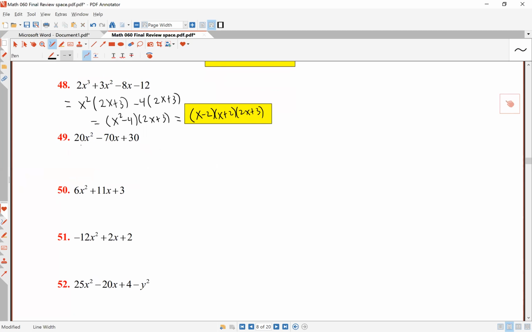Number 49, they all have zeros on them, so that means you can take out a 10. So we have a 2x and an x, and we need to get negative 7 in the middle. So negative 3 there would give us negative 6. Minus 1 would be the negative 7.